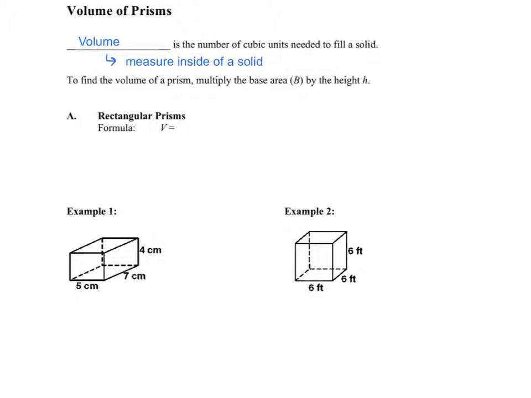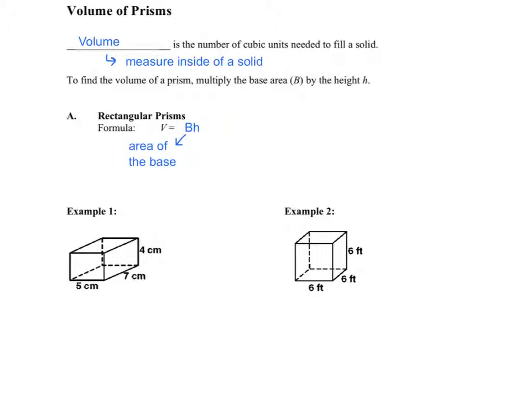So let's first discuss rectangular prisms and how to find the volume of a rectangular prism. The formula is volume equals B times h. So what do B and h represent? Well, B stands for the area of the base.